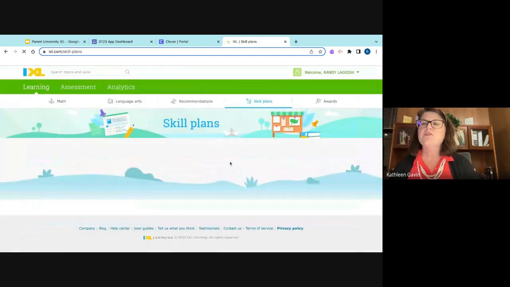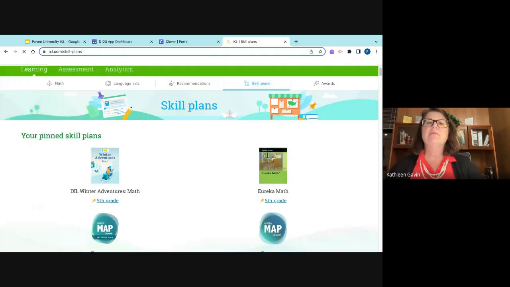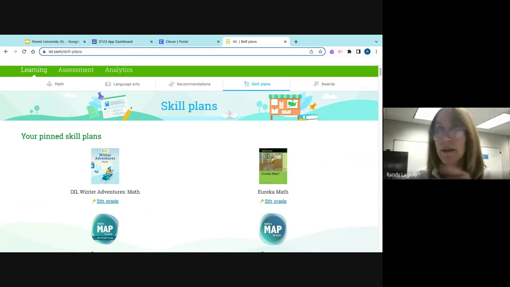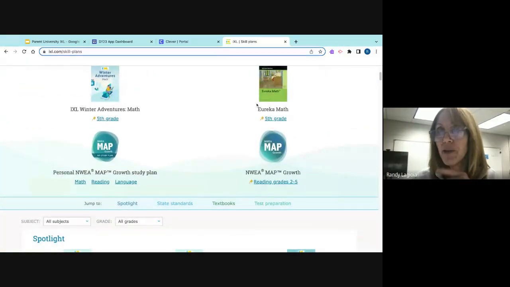There is a question about whether the tabs will have different drop-down menus based on the grade level. Great question. It's pretty consistent from grade level to grade level. What will vary is the skill plans. Correct. Okay, so that was Eureka Math.